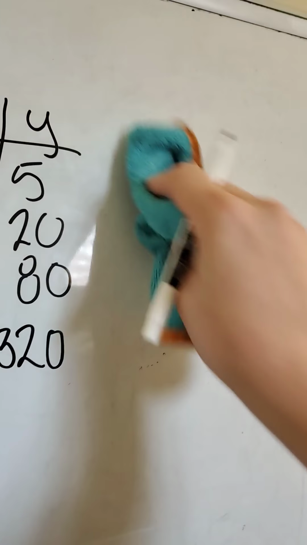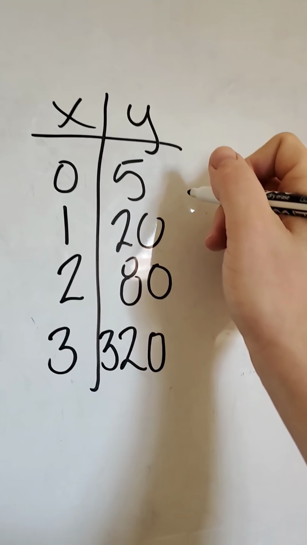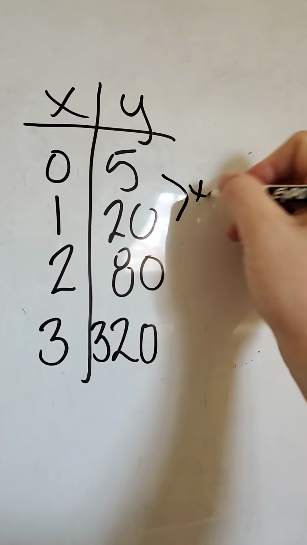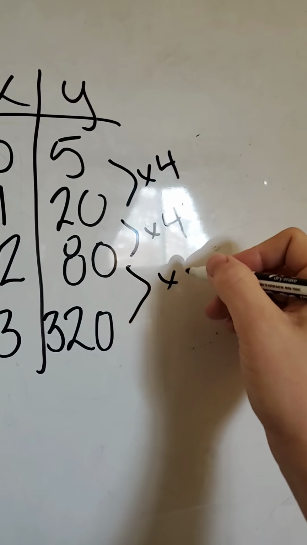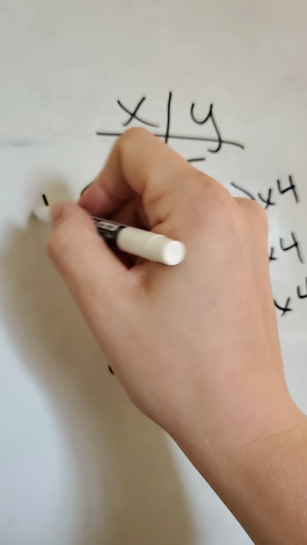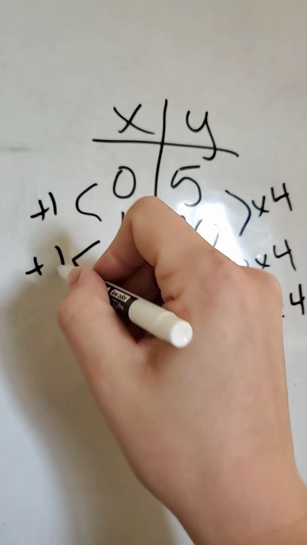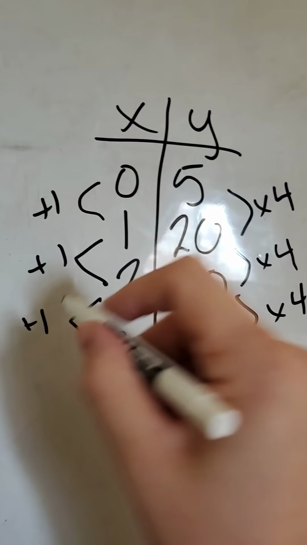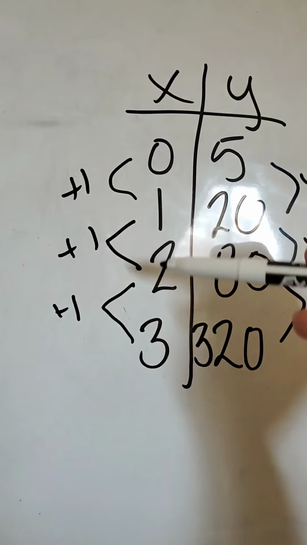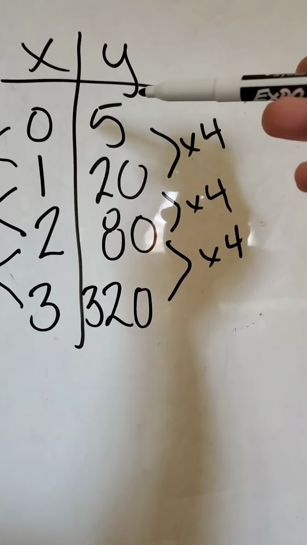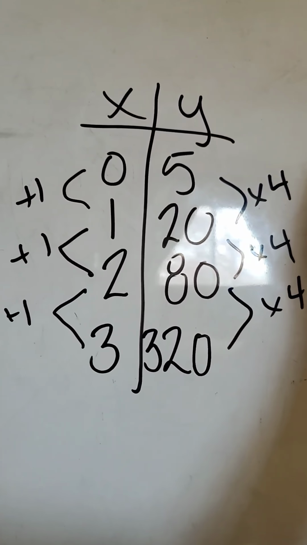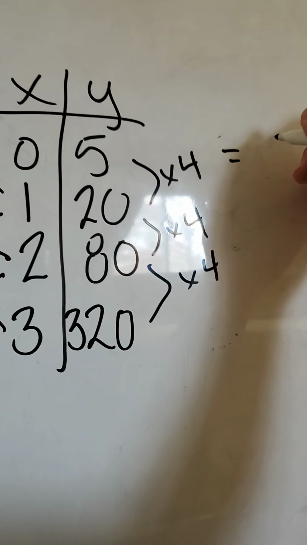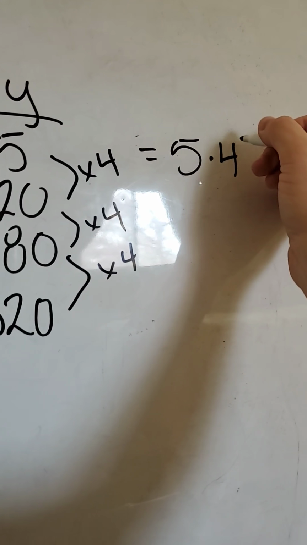Let's think about it maybe like this. This is times 4, times 4, times 4, right? And this is going up by 1. So it fits the definition of an exponential function, right? We are going up at a constant rate here, and we are multiplying by a constant factor here in our y values. So we can think of 5 as 5 times 4, sorry about that, 5 times 4 to the 0 power.